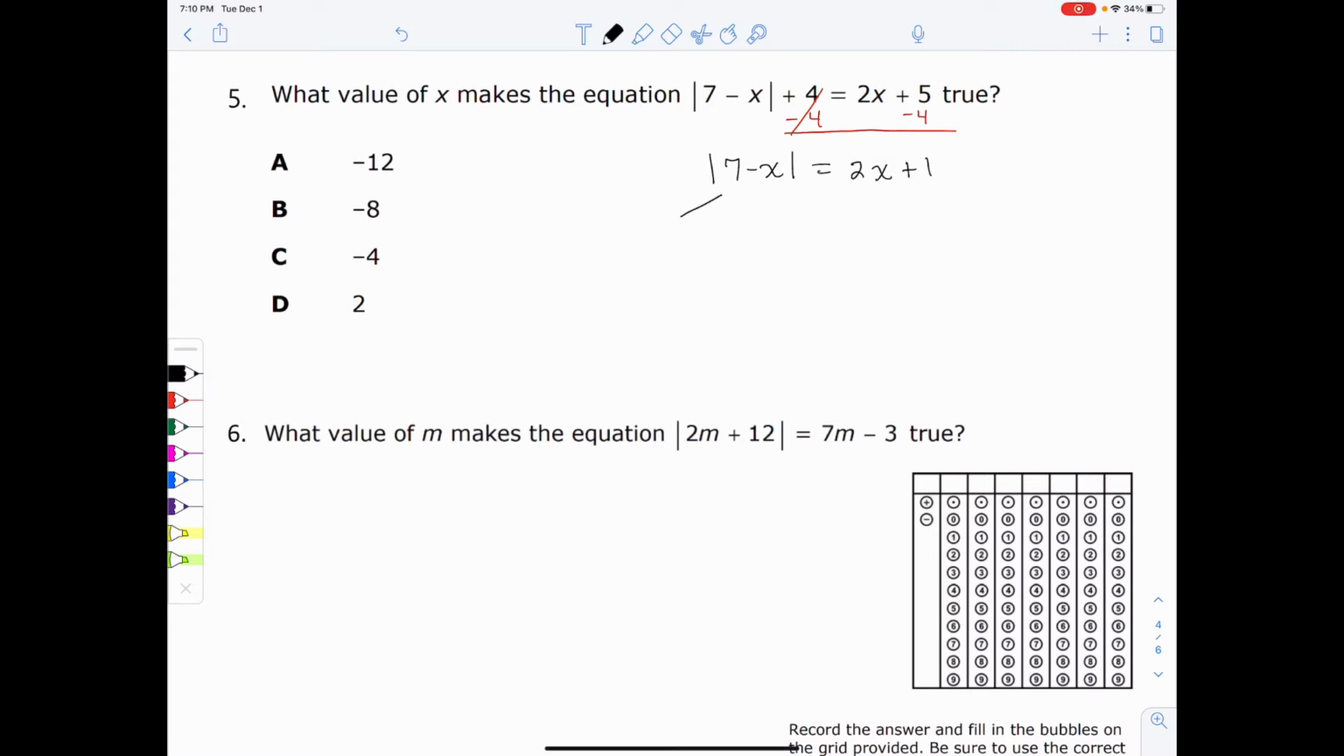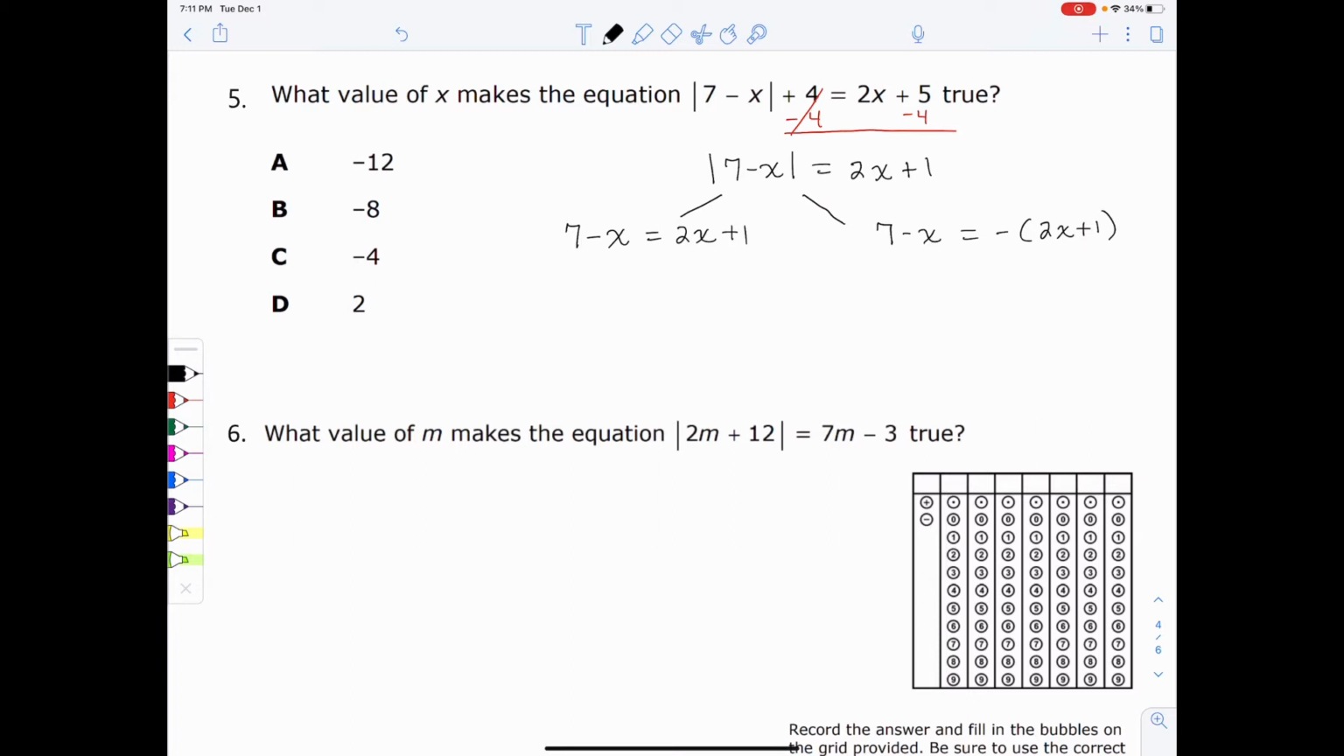So my first equation should have been 7 minus x equals 2x plus 1. And the other one would have been 7 minus x equals negative parentheses 2x plus 1. Right? I gotta make sure the negative goes to both.